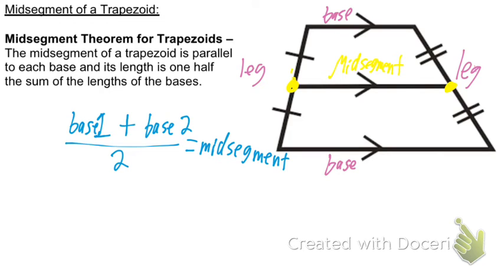Trapezoids are just triangles that got haircuts. Okay. That's actually really funny, I'm not going to lie.